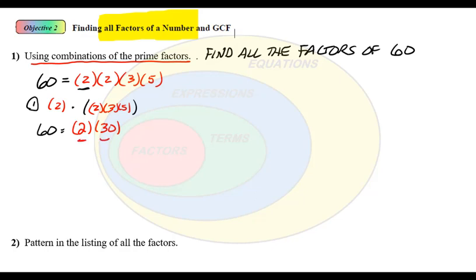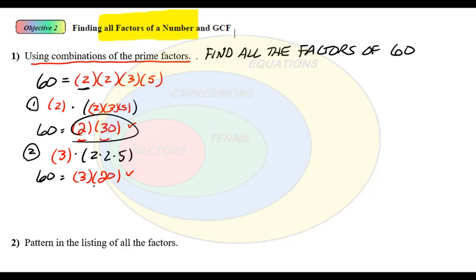So what are some other combinations? Well, how about if we took the first factor of 3 as one of them, and then the other one would be the rest of the factors, 2 times 2 times 5. So 60 would equal 3 times, 2 times 2 times 5 is 20. So again, we're getting different factors of 60. So we got 2 and 30, 3 and 20, and we'll just keep taking combinations.